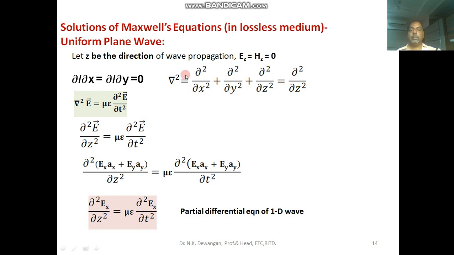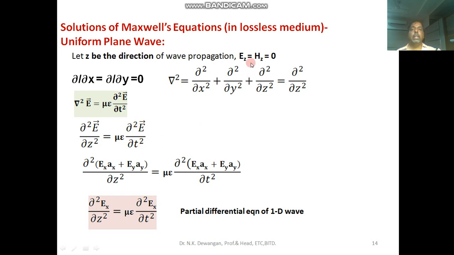So del square you will get as del 2 divided by del Z square. So you put here del square as del 2 divided by del Z square, and this wave equation is converted into del 2 E vector divided by del Z square equals mu epsilon del 2 E vector divided by del T square.